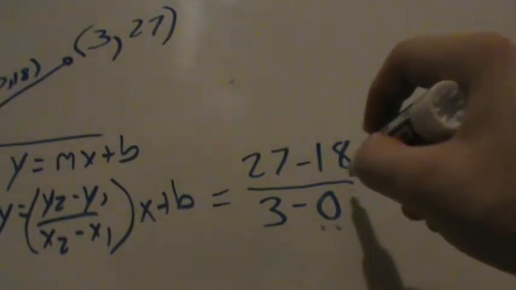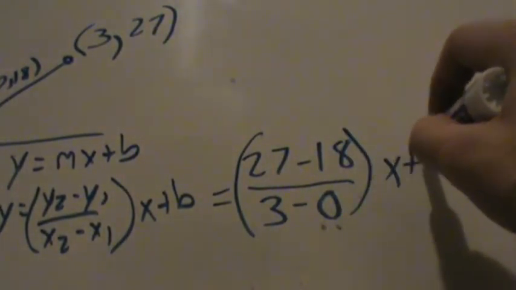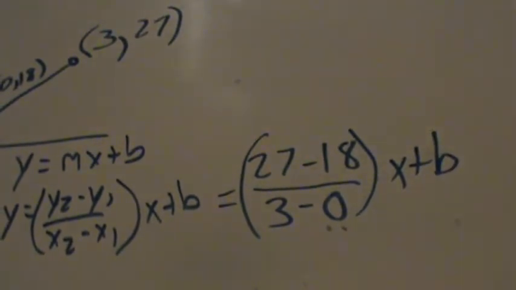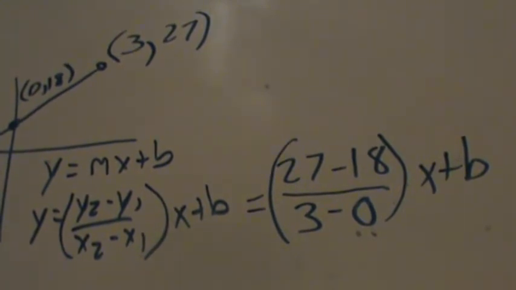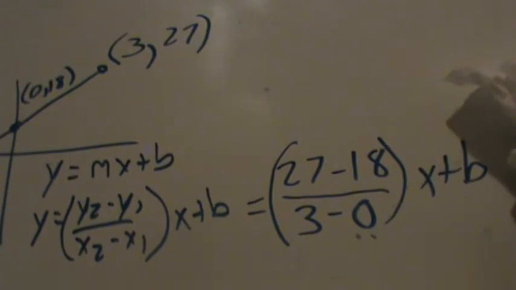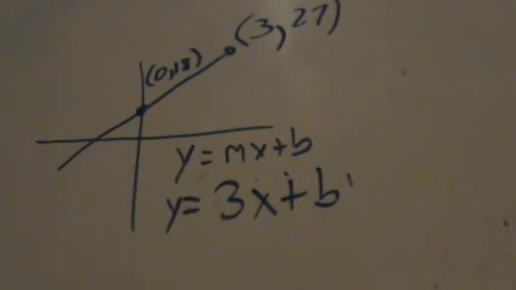So we know that these are equal statements, right? So what do we get here? We get that this will be equivalent to basically 3x plus b. That's what we have right now, right? We know that m is 3 because 27 minus 18 is 9, and then you divide by 3, which is 3, so we know that our m is 3.